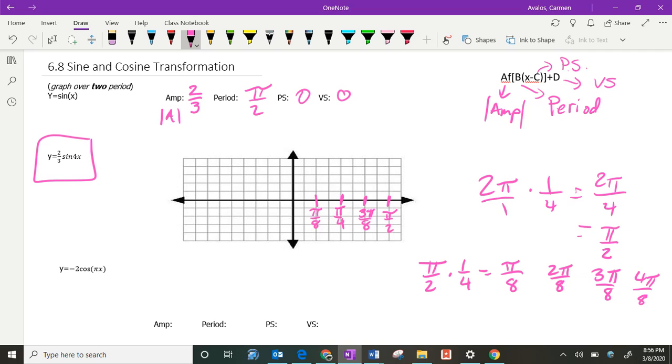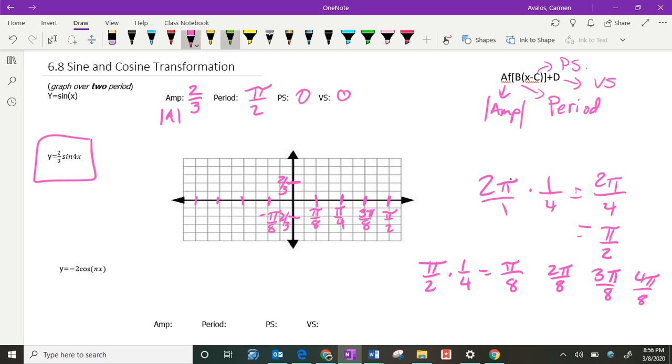So that means it's going to do one full cycle within pi over 2. And then the other side is still the same thing. It's just going to be negative pi over 8, and so on. And then how high does it go? It goes as high as 2/3. So I'm going to write down 2/3 there, and then 2/3 right there.